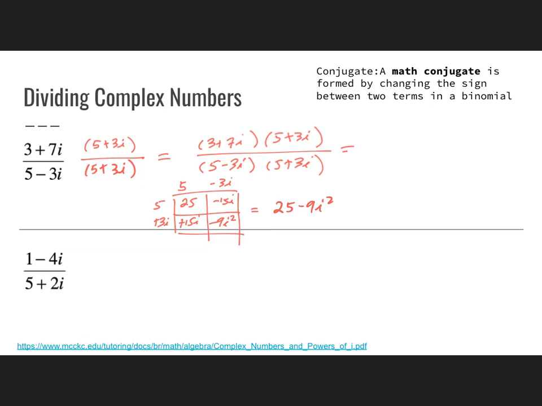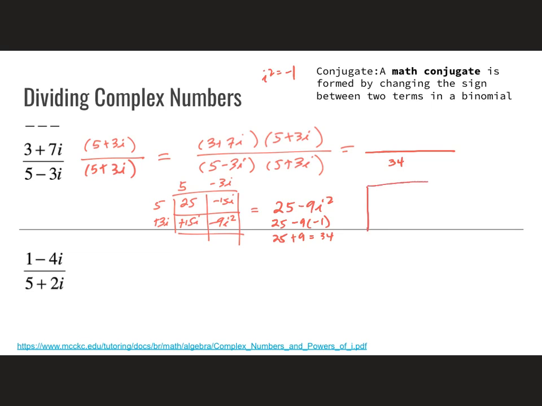And I have this power of i, this i squared, so I know that I can rewrite this as 25 minus 9 times negative 1, because I know that i squared equals negative 1 from my powers of i slide. And so this is really 25 plus 9, which is 34. And so what's really cool is that my denominator actually changes from a complex expression into a real number. Let's actually multiply our numerators out.